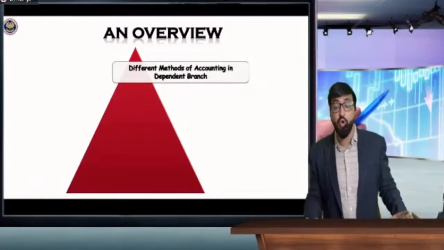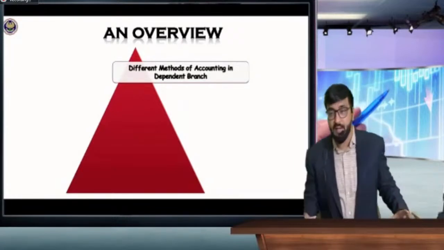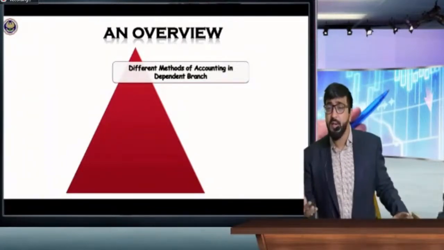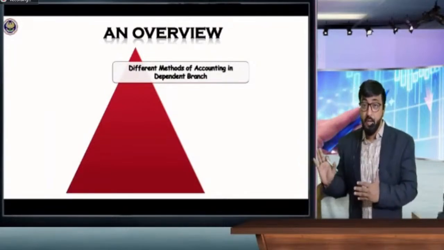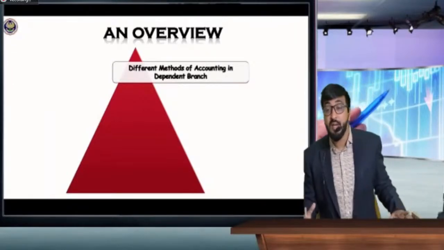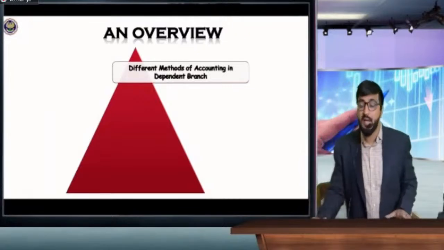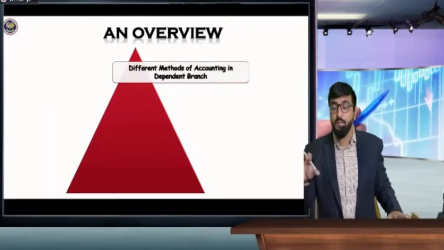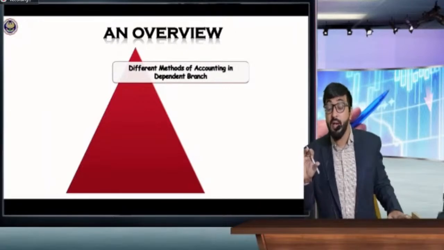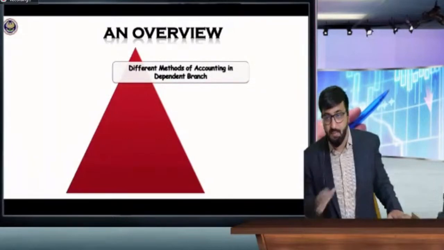So how profit will be calculated in the books of a dependent branch, that we have to see in this topic. Dependent means what? Dependent means up to 18 years you are dependent on your parent. Similarly, if a branch is dependent on head office, so branch earnings will be sent to head office, or any expenditure is done by head office. This is what we call a dependent branch. Head office will look after all activities of branches, and it is called a dependent branch. It's very simple.